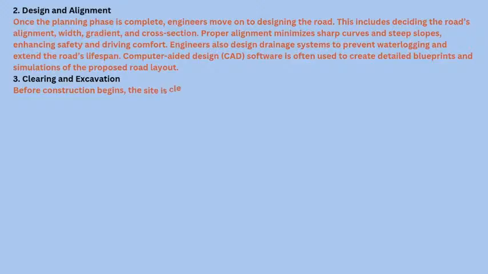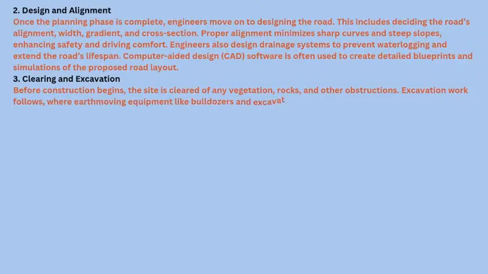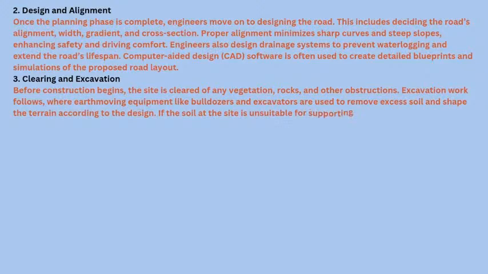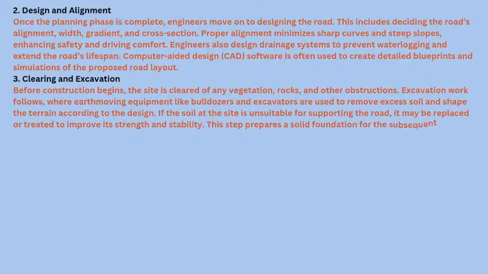3. Clearing and excavation. Before construction begins, the site is cleared of any vegetation, rocks, and other obstructions. Excavation work follows, where earth-moving equipment like bulldozers and excavators are used to remove excess soil and shape the terrain according to the design. If the soil at the site is unsuitable for supporting the road, it may be replaced or treated to improve its strength and stability. This step prepares a solid foundation for the subsequent layers of the road.